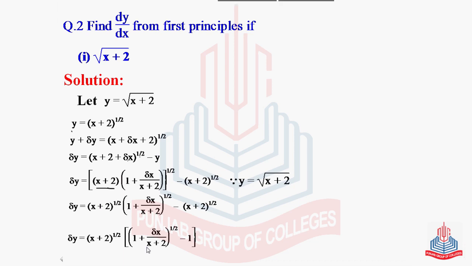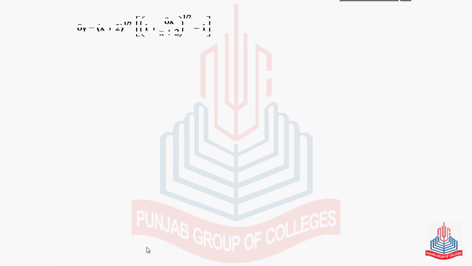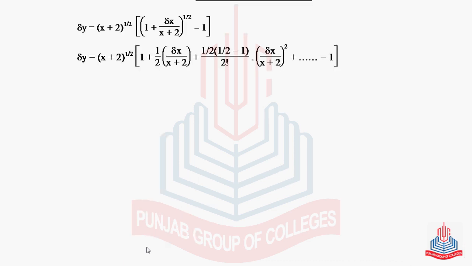We can apply binomial series here. Delta y is equal to x plus 2 raised to the power 1 by 2 and 1 plus nx.